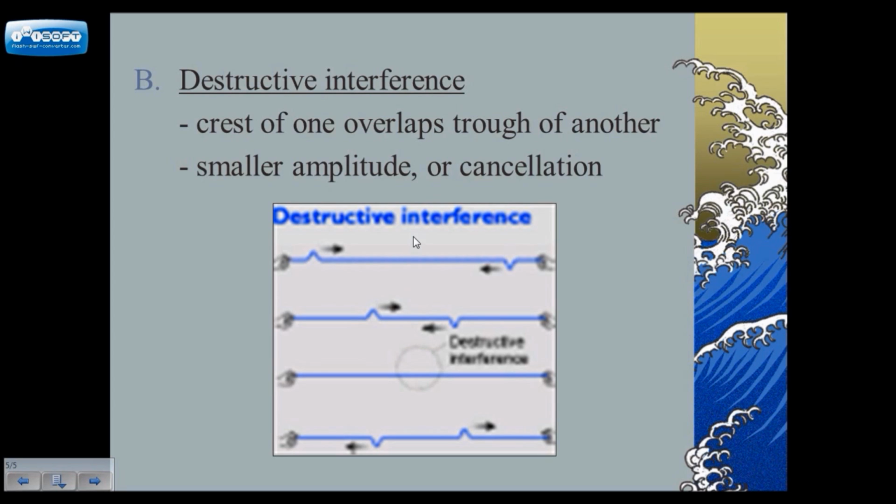So destructive is when the crest of one overlaps the trough of another. And since they're going in opposite directions, like any vector quantity we've talked about so far this semester, you will subtract them. So you'll cause a smaller amplitude. So in our little diagram here, we have a crest on the left and a trough on the right. And as they travel together, since they are of equal size, they will completely cancel each other out. So destructive interference decreases the amplitude or cancels it completely.